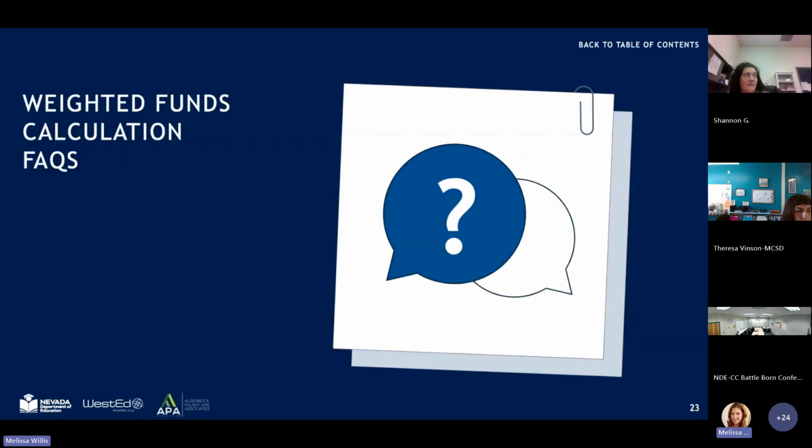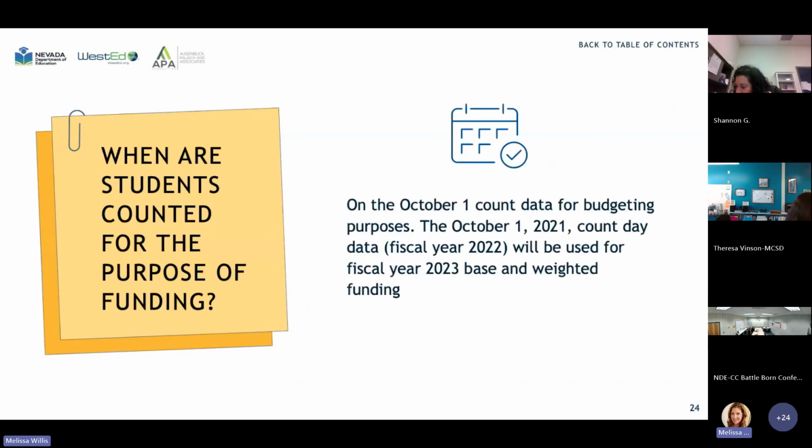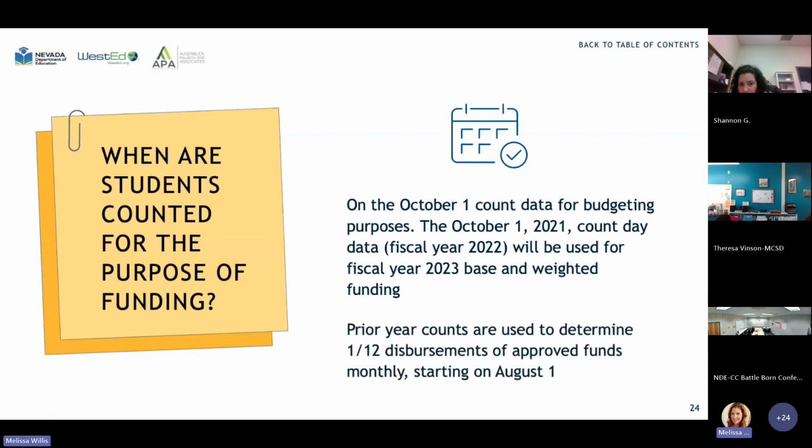Now, we'll review some frequently asked questions about how PCFP funds are calculated. When are students counted for the purpose of funding? The weighted funding is updated each year based on the October 1 count data. NDE will notify school districts, charter schools, and university schools for profoundly gifted students of the updated funding amounts near the end of the calendar year. For example, the October 1, 2021 or fiscal year 2022 count day data will be used to set the weighted funding for fiscal year 2023.